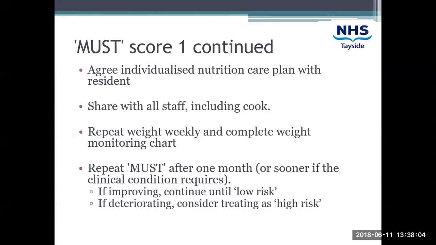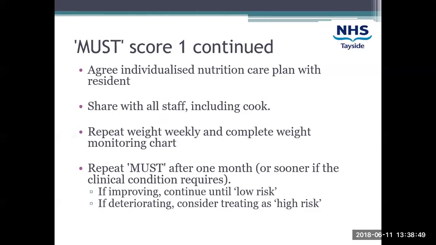Okay. So, continued: agree an individualised nutrition care plan with the resident, which we will go into in a bit more detail as well. It's about trying to identify and come up with individualised care plans that are really person-centred, and sharing this with all staff, including the cook. So about getting everyone involved with that person's care plan. For a MUST of 1, repeat weight weekly and complete the weight monitoring chart again. We're wanting you to repeat the MUST after 1 month. So MUST doesn't need to be done weekly, weight weekly, but the MUST score you would just calculate monthly.